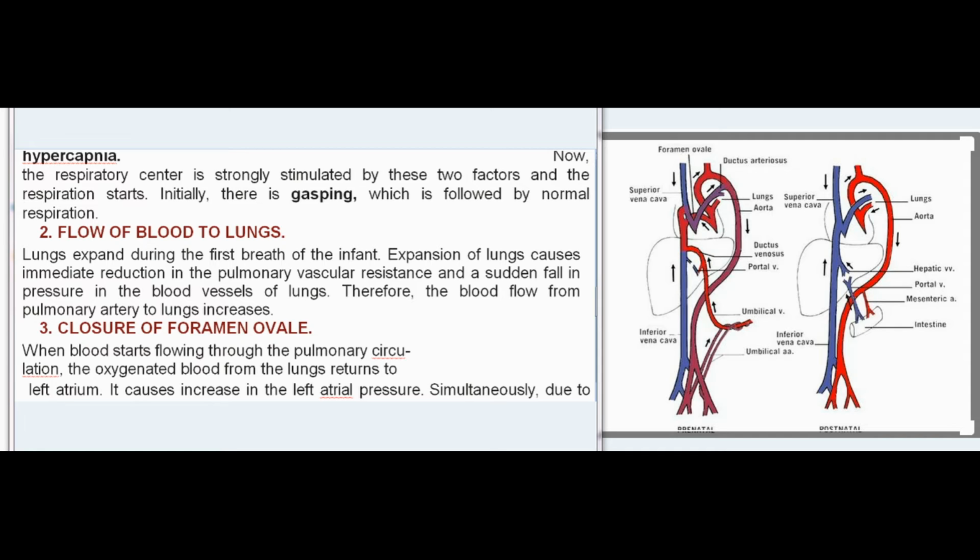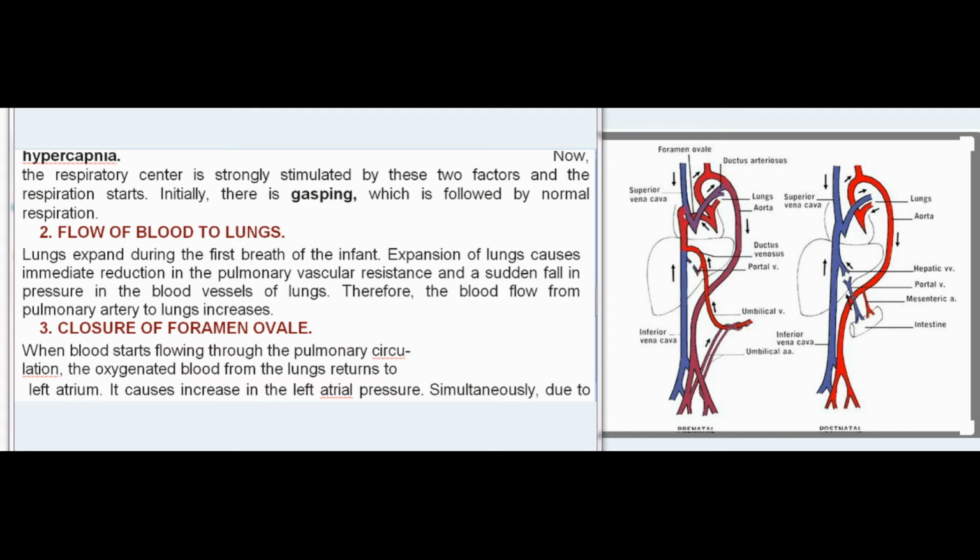2. Flow of blood to lungs. Lungs expand during the first breath of the infant. Expansion of lungs causes immediate reduction in the pulmonary vascular resistance and a sudden fall in pressure in the blood vessels of lungs. Therefore, the blood flow from pulmonary artery to lungs increases.